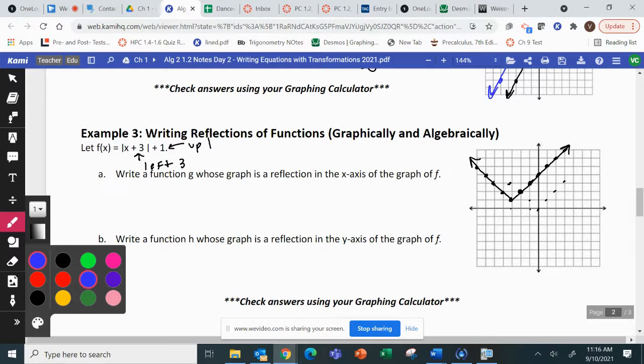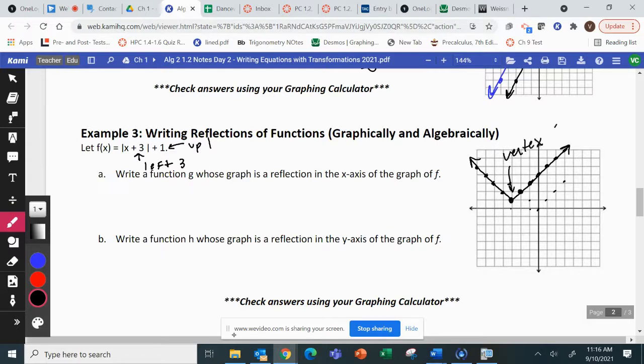The vertex, I haven't used this word a ton in here, but the vertex of the graph is this point right in the center, which is at -3, 1. Where would my vertex be after I flip it? It'll be at -3, -1. Did you say -1? Oh, that's what I thought you said, which is the same.